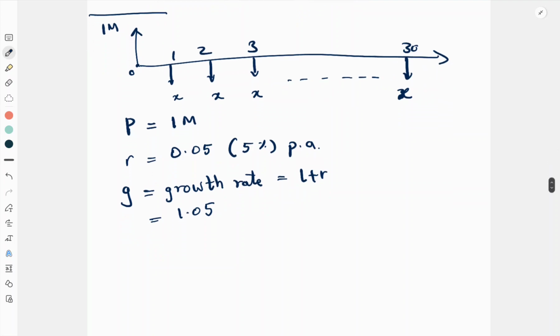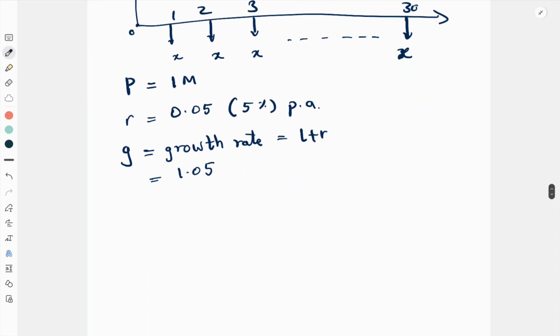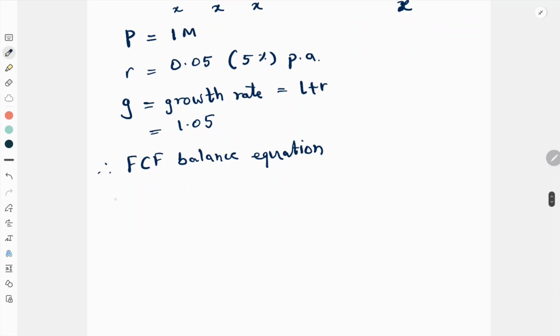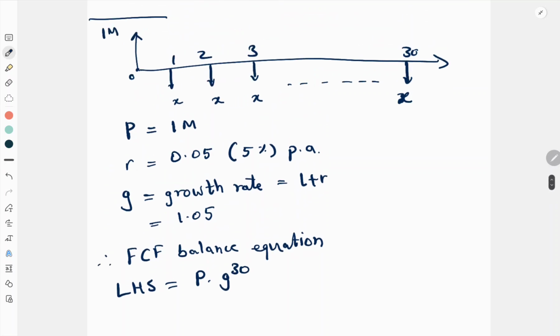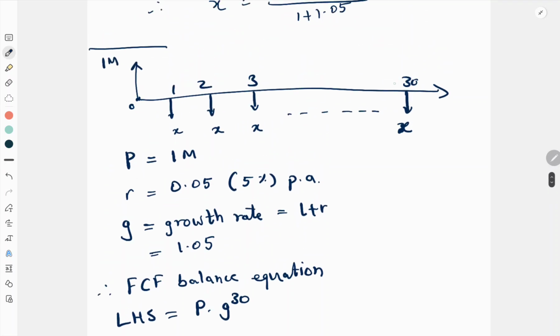This is just a convenient notation to define because there will be many terms with 1 plus r. So I'm going to call it g. So by our free cash flow balance equation, let's balance everything at the end of 30 years. The left hand side is just principal times g raised to 30, because this 1 million grew to 1 million times 1.05, 30 times.